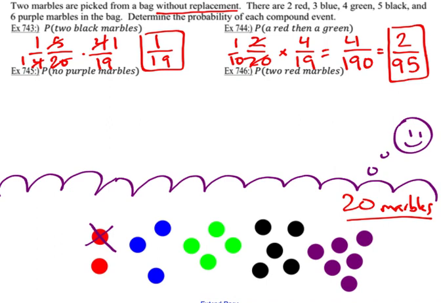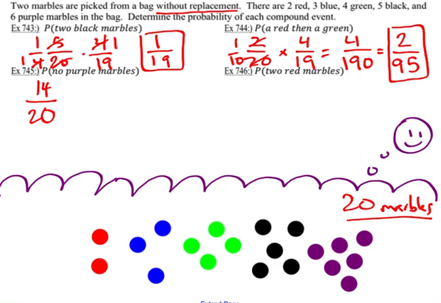Okay, next. What's the probability of picking no purple marbles? All right, if you're going to pick no purple marbles, your first marble has to not be purple, and then your second marble has to not be purple. So let's start by picking not purple. 14 of these marbles are not purple out of the 20.